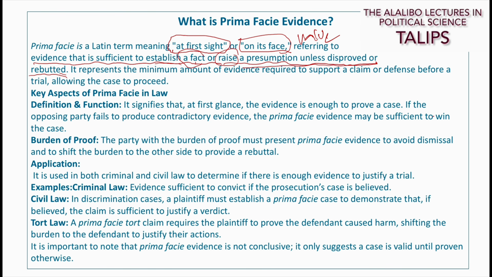So prima facie is a very important concept. It represents the minimum amount of evidence required to support a claim or defense before a trial, allowing the case to proceed. Now, let's take a look at the example we gave. So then, based on what you see as a police officer, you can begin to chase the driver, right? You can begin to pursue that driver to see what's going on, because what you have seen is a driver going from lane to lane in an uncoordinated fashion.